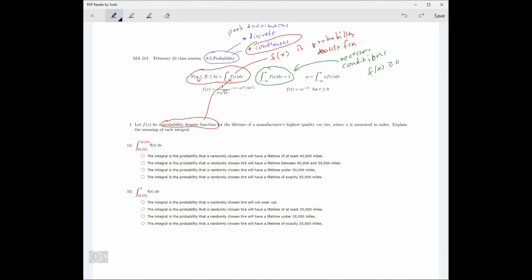So the probability that you're between a and b is the integral from a to b of f of x dx. This will represent the probability that the tire has a lifetime of between 40,000 and 50,000 miles, because that's what you're integrating across. That would be the answer to that one. And then part B, you're going from 35,000 to infinity, so that's the probability that it's 35,000 miles or more.